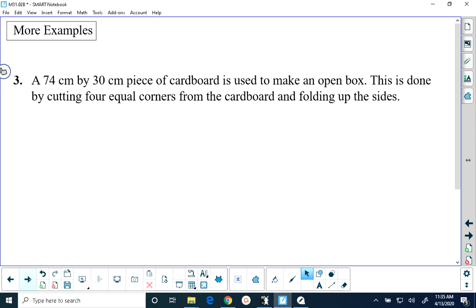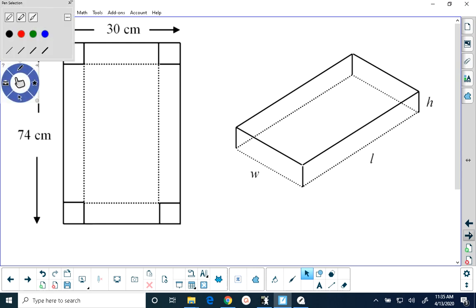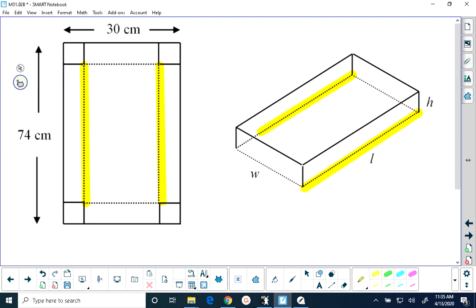You start off with a 74 centimeter by 30 centimeter piece of cardboard and we're going to make what's called an open box. This is done by cutting 4 equal sized squares from the corners of the cardboard and folding up the sides. And if this were in class, then I have these things already built and I would show you different designs, but we're not there, so you'll have to use your imagination just to help you visualize what's going on here. These two lines that I'm indicating, once the box is constructed, become the edges that I'm indicating here.